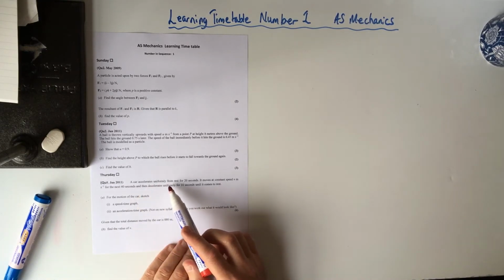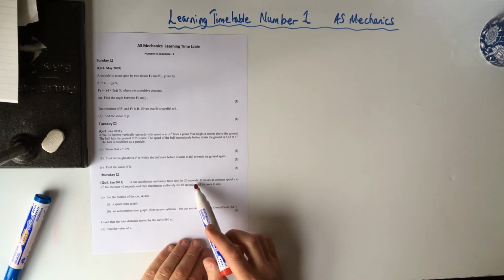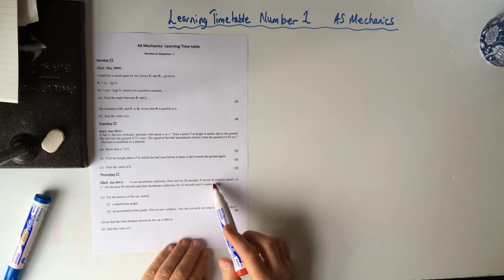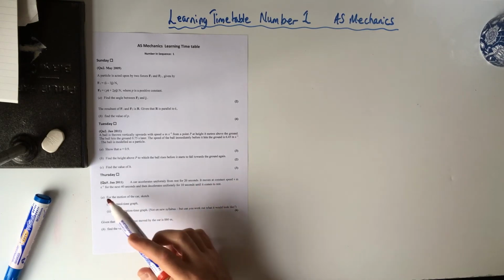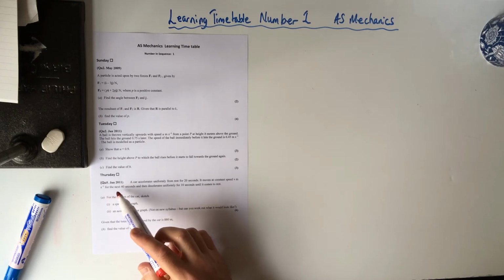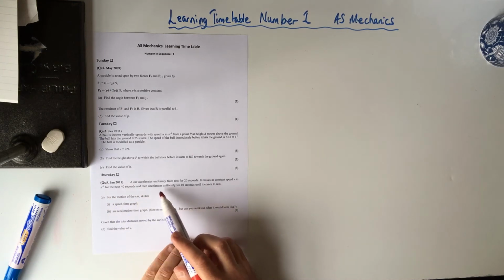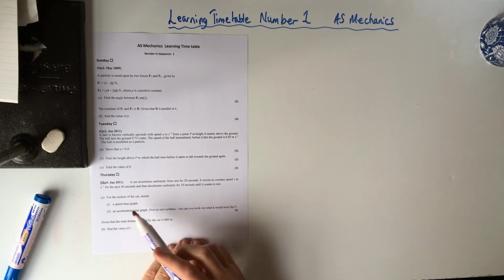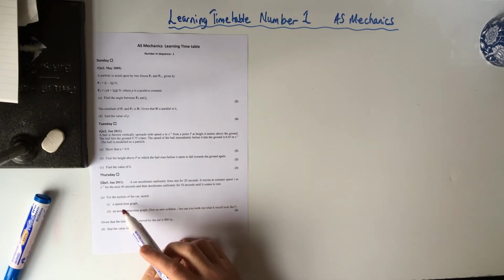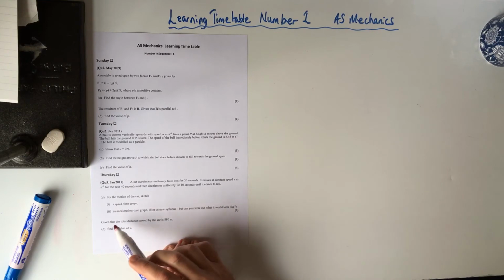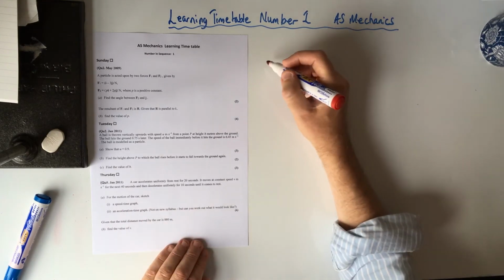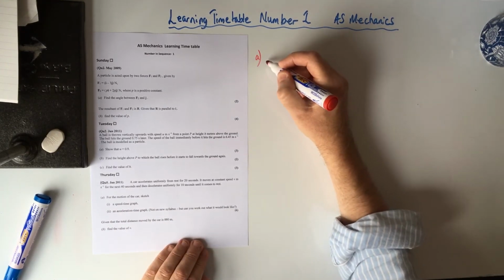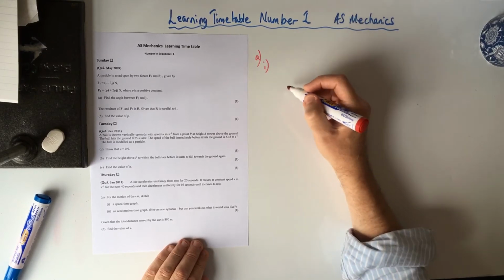A car accelerates uniformly from rest for 20 seconds. It moves at constant velocity v meters per second for the next 40 seconds and decelerates uniformly for 10 seconds until it comes to rest. For the motion of the car, sketch 1, the speed time graph, and 2, the acceleration time graph. Okay, so let's do A. So part 1, the speed time graph.